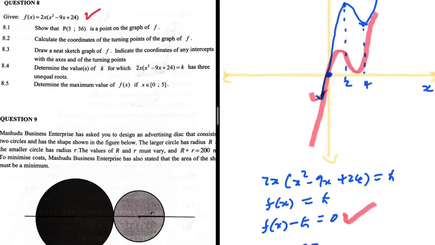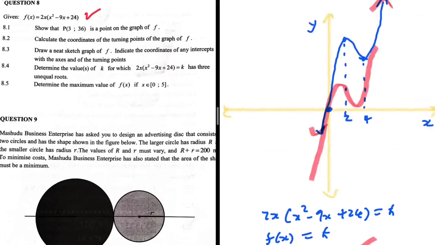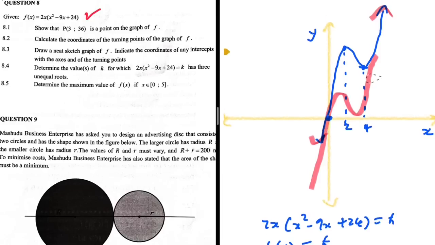So in the scenario that we have in front of us, k is equal to 32. In that scenario, we have moved the function 32 units down. That would be 2 unequal roots, so we're not interested in that. We need k to be greater than 32, because at that point we have 2 unequal roots, 1 here and 1 here, but we need 3. So k needs to be greater than 32. Let me show you what happens then. Here k is greater than 32.